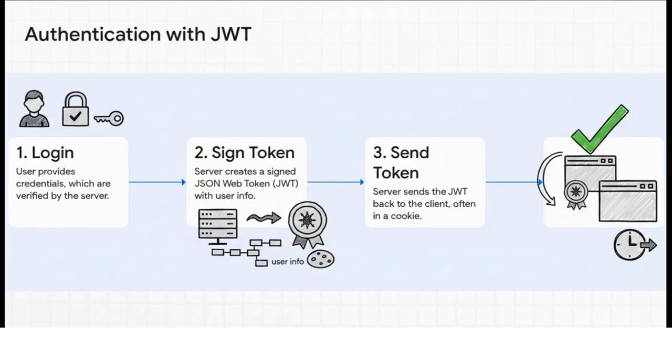A really common and modern way to handle logins is with something called a JSON Web Token, or JWT. Here's how it works. When a user logs in correctly, the server gives them back a digitally signed token. It's like a special temporary ID badge. Then, for every other request they make, they just show that badge. The server can instantly check if the badge is valid without having to look up their password in the database every single time. It's way more efficient and super secure.